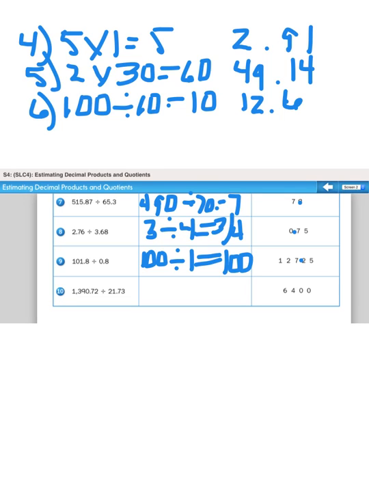And then for our last one, 1,390 and 72 hundredths, we're going to round that to 1,400, divided by, we're going to round 21 and 73 hundredths to 20, which gives us an estimate of 70. So we know then that our decimal point has to go after the 4 and makes our answer 64.